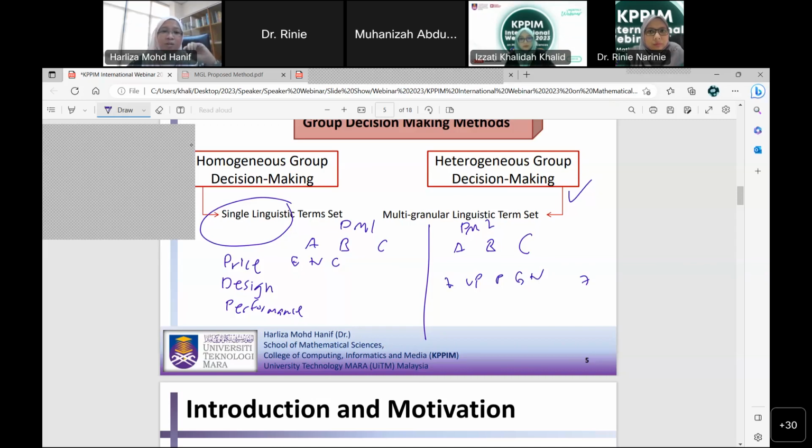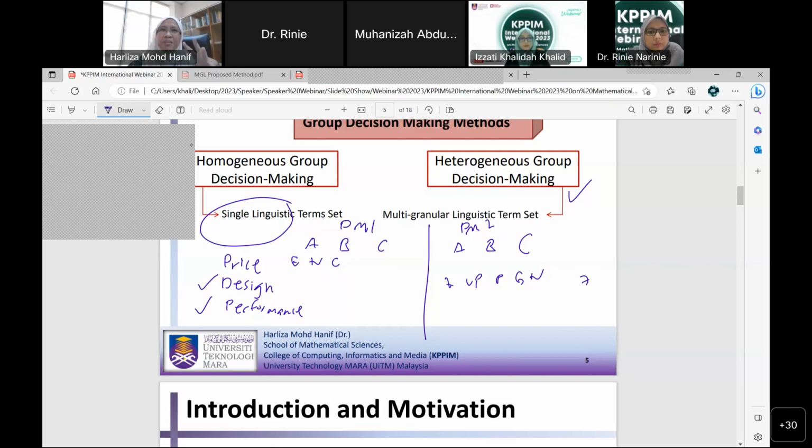Now let's talk about the performance. This is the difference of the agreement on the linguistic term set. For the second criteria, it is because of our preference. I prefer to drive a very nice car, for example. And the third criteria maybe regarding the performance of the car.